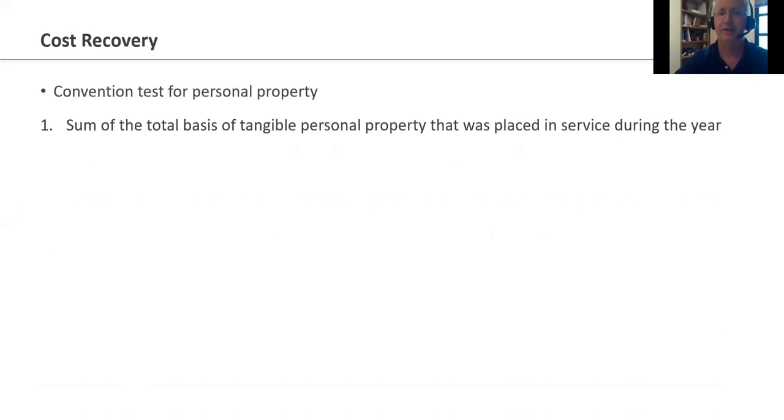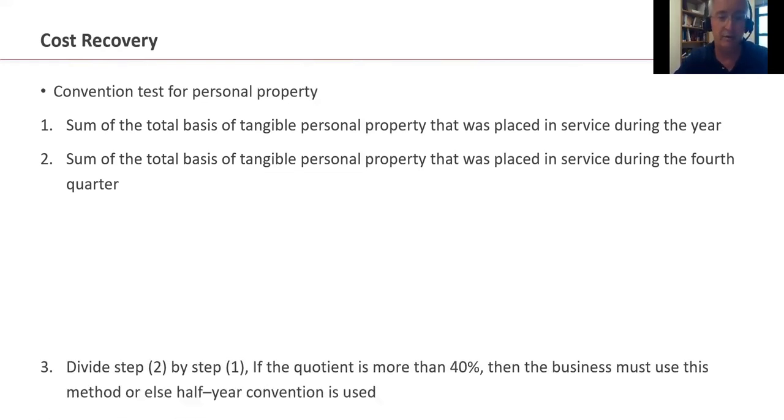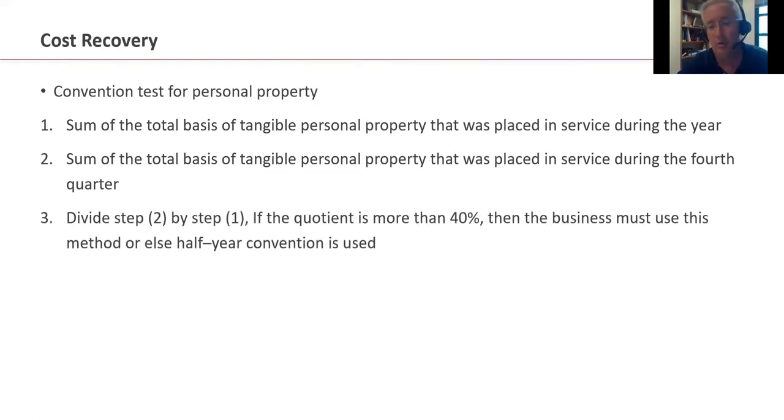So we take the sum of the total basis of tangible personal property placed in service during the year. We take the sum of the total basis of tangible personal property placed in service in the fourth quarter of the year. And that could depend on when the fiscal year end of that business is, right? So if you're a calendar year end, that's clearly October, November, December, but you can have a fiscal year corporation. Divide step two by step one. If it's more than 40%, then you have to use mid-quarter, or else the general rule is what sticks.